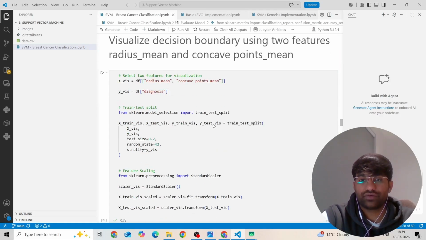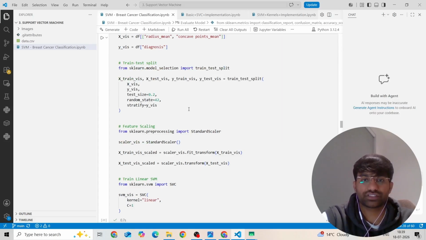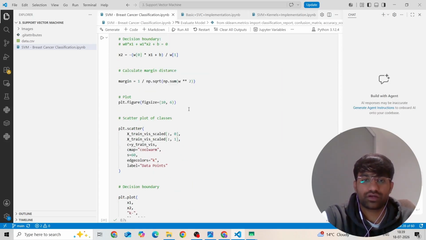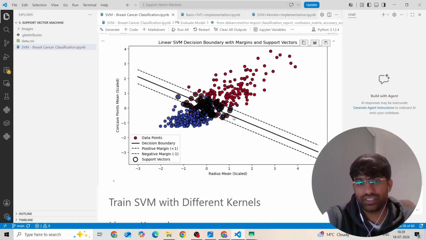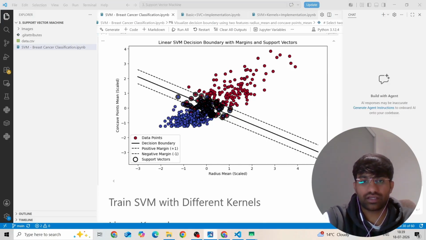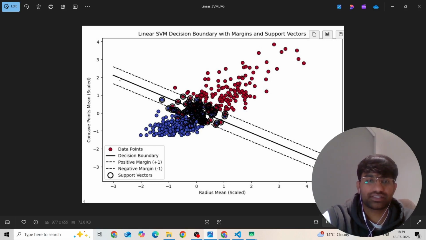If I visualize the hyperplane, that is the decision boundary, using two features, let's see how our hyperplane looks. See, the support vector machine has drawn the hyperplane to separate the data, the thick black line. I will enlarge this image. This line is the best fit. These are our two margins. Above zero is positive.